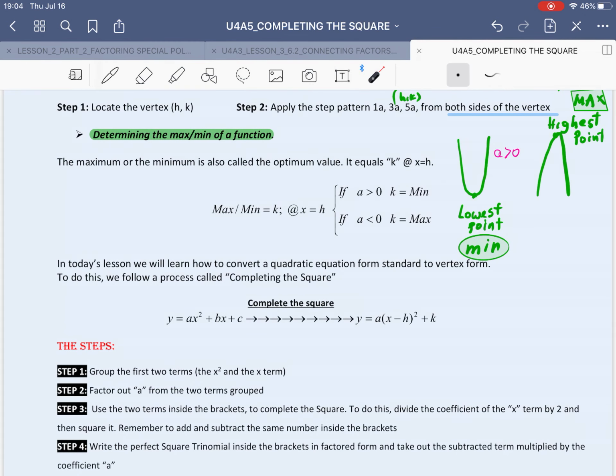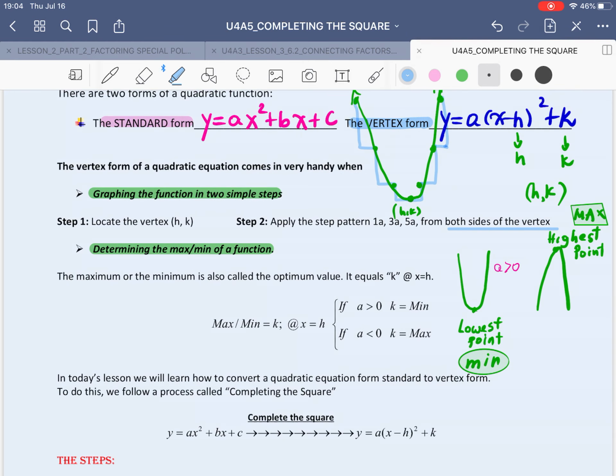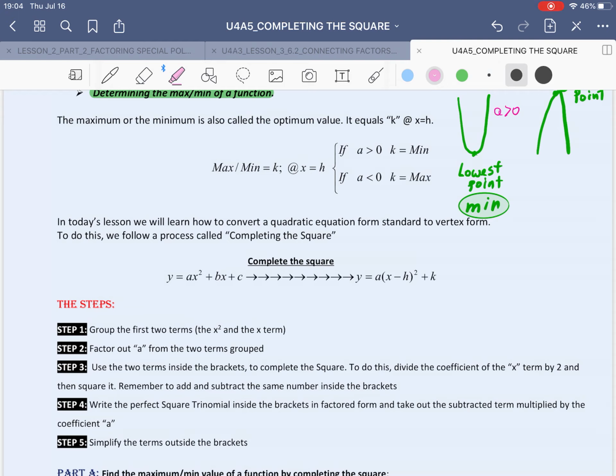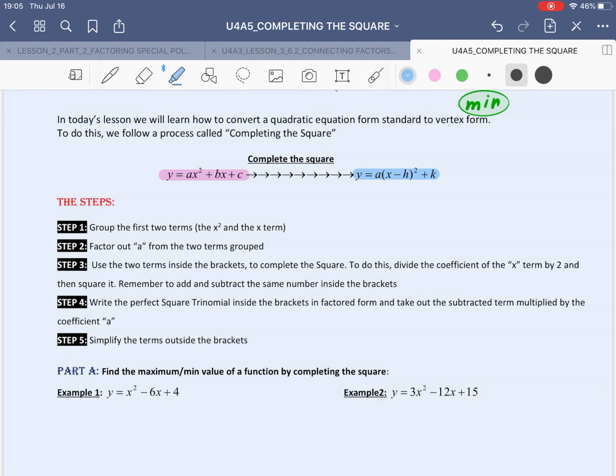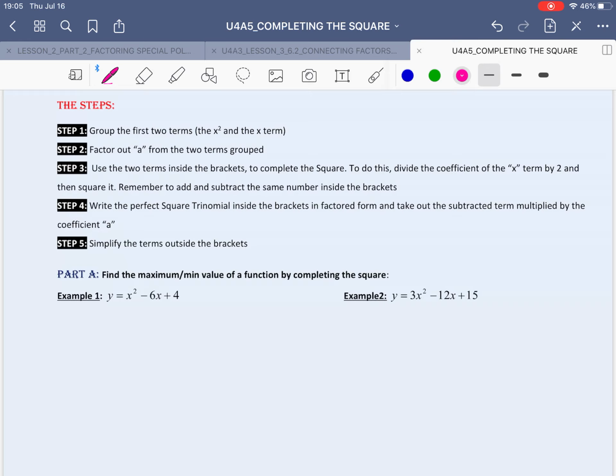So, in other words, we are going to learn how to convert an equation from standard form, meaning y equals ax squared plus bx plus c, into vertex form, y equals a(x minus h) squared plus k. And this is where the new lesson starts. It's quite an interesting process, and I have written up all the steps here, but it's better that I explain them as we move along with the examples. So here goes our first example.